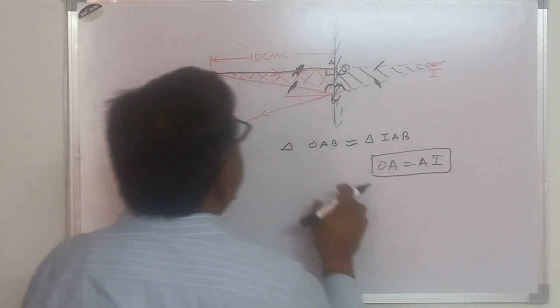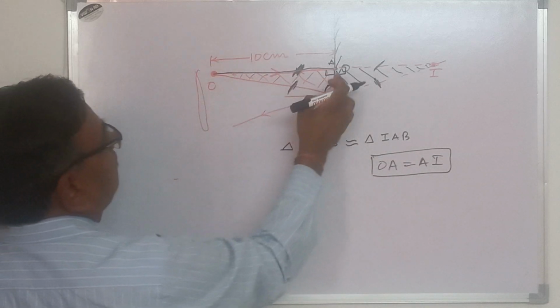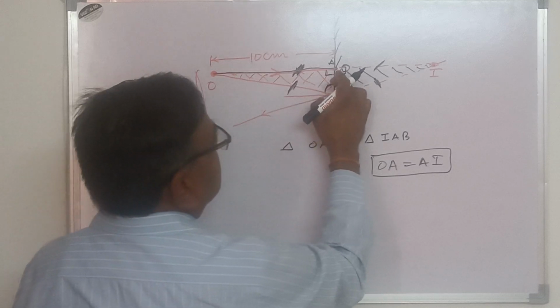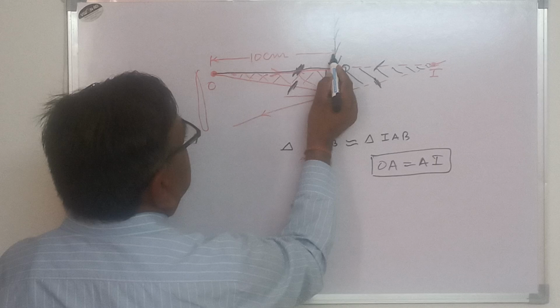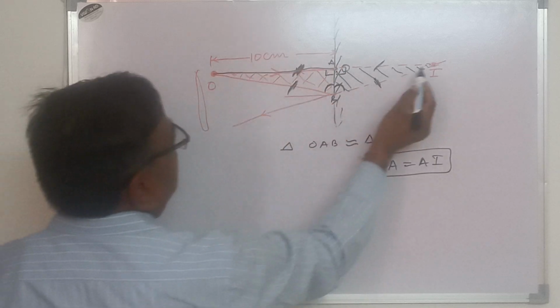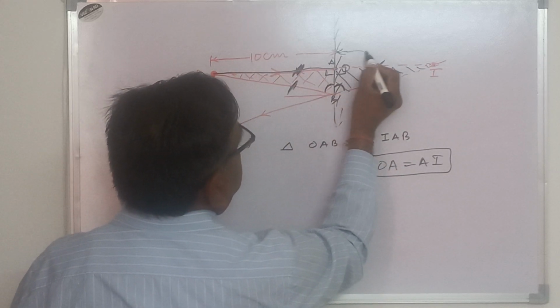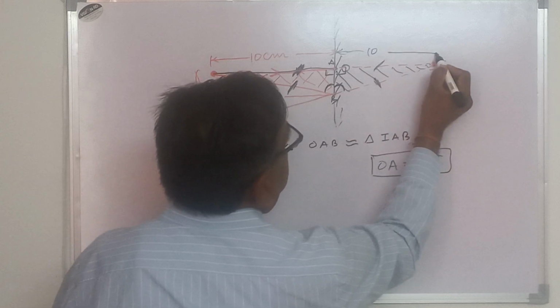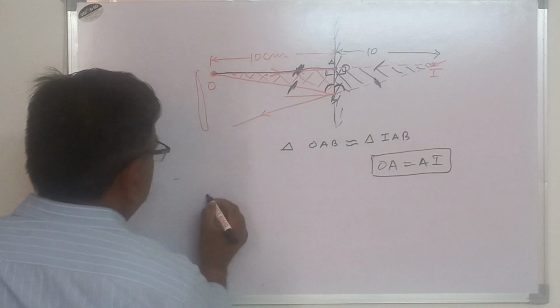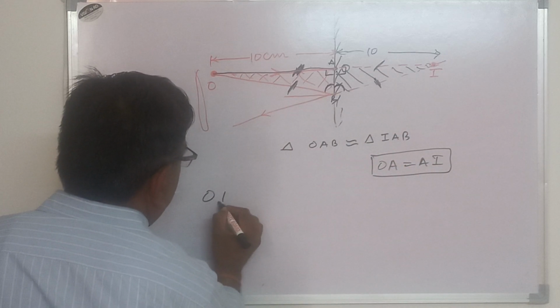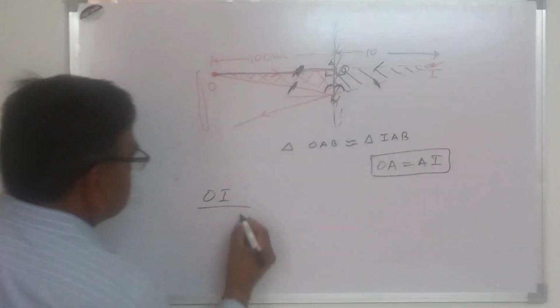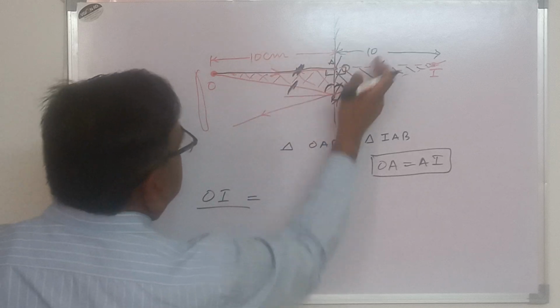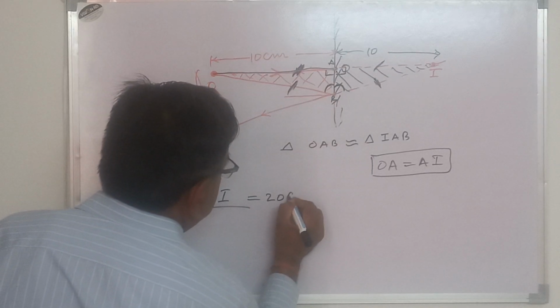Experimentally we have found that the distance of object from the mirror is equal to the distance of image from the mirror. तो ये 10 सेंटीमीटर है, ऑब्जेक्ट मिरर के सामने 10 है, तो इमेज भी इधर 10 सेंटीमीटर पे बनेगी. तो पूछ रहा है कि ओ आई, ऑब्जेक्ट और इमेज कितनी दूरी पर है एक दूसरे के. 10 ये है, 10 ये है, it is 20 centimeter.